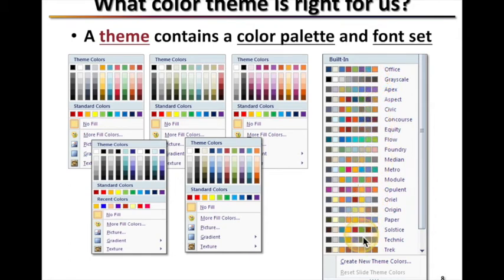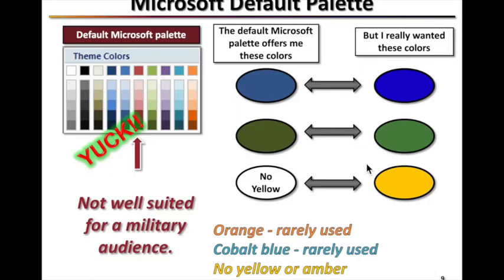Now, I started thinking when I first came, which one am I going to use or which thing looks right? And quite honestly, I don't like any of them. So here's the default Microsoft palette, and it doesn't have a yellow. You got cobalt blue, and then these other teal variants, and then the orange. Nobody ever uses the orange. So if you're looking for that blue, you're not going to find it in that palette.